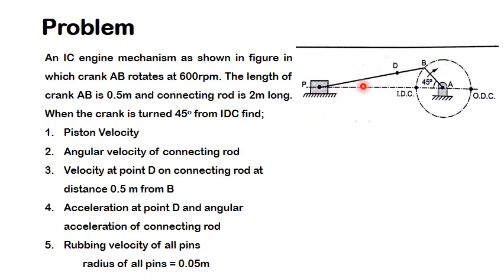of this connecting rod BP, and at the end we have to calculate the rubbing velocity of all these pin joints. What is the rubbing velocity of pin A, pin B, and pin P? That is the problem which has been given. Let us solve this problem.